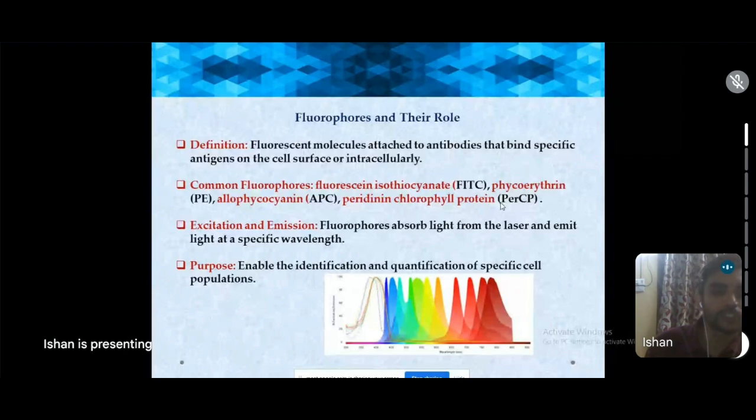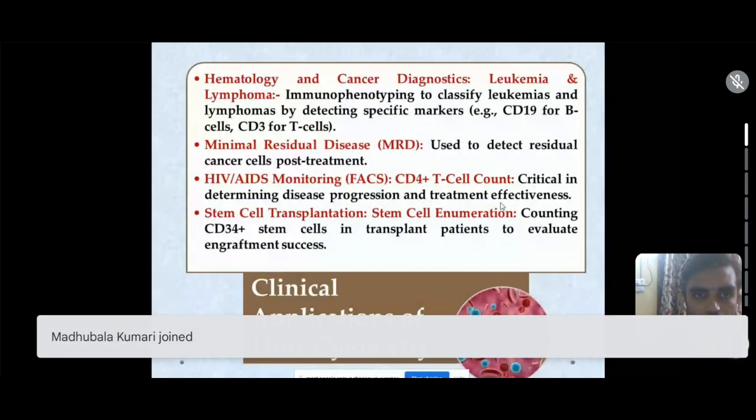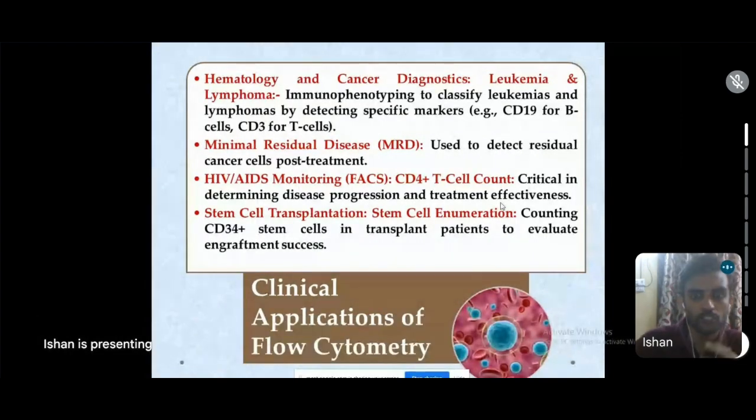Now, what is the purpose? The purpose of this analysis is to enable the identification and quantification of specific cellular populations. Then the clinical application, the most important part. Previously we have been discussing the flow cytometer, the components of the flow cytometer, the basic structure, how it can detect data, or how it can emit light. It is flowing linearly. These were all the previous analysis.